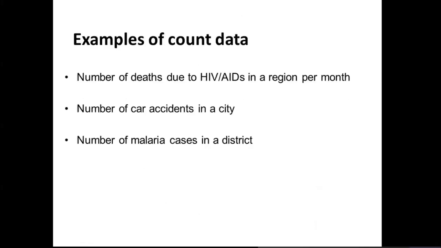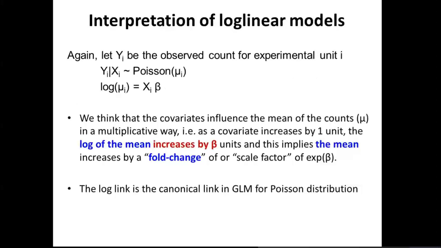Examples of count data: number of deaths due to HIV in a region or per month, number of car accidents in a city, number of malaria cases in a district, etc. All of this can be considered count data. Now let's take the logarithm of the outcome variable, which is y, or counts. Again, let yi be the observed count for experimental unit i. For individual i, let's assign yi as the number of counts.